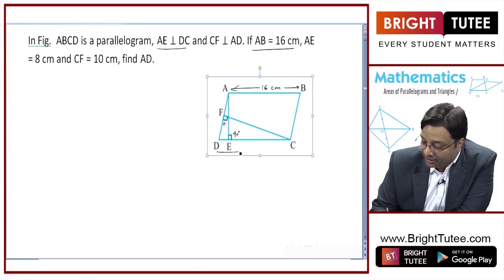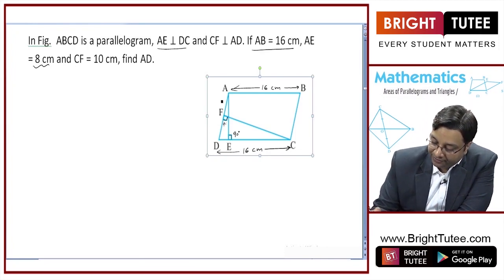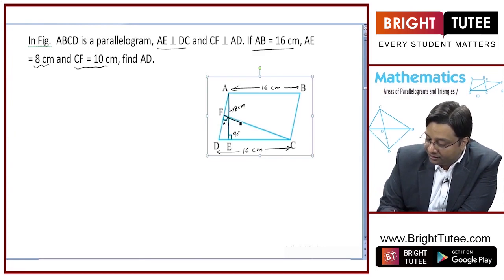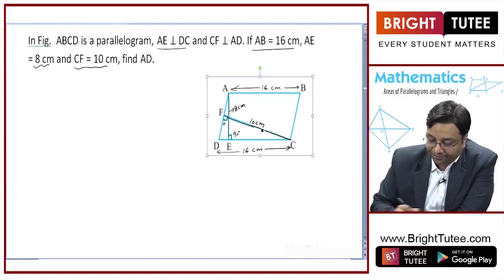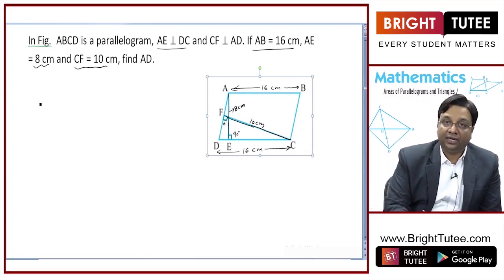So, the opposite side will be equal to AB, that is 16 centimeter. So, DC is also 16 centimeter. AE is 8 centimeter, so this height AE is 8 centimeter, and CF is 10 centimeter. So, this altitude from C to AD is 10 centimeter and we need to find AD. We have to find AD.